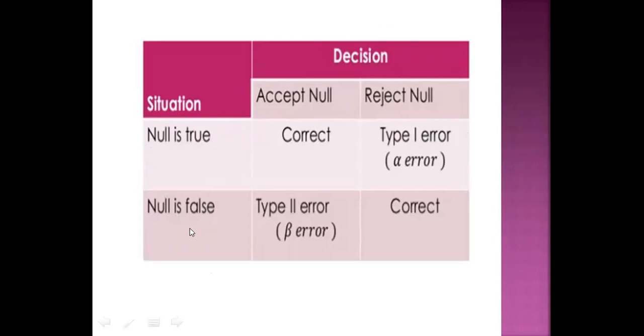When the null hypothesis is false and we accept the null hypothesis, then there is type 2 error. We commit beta error. When the null hypothesis is false and we reject the null hypothesis, at this time we are also correct. Therefore, we can commit two errors, alpha error or type 1 error, beta error or type 2 error.